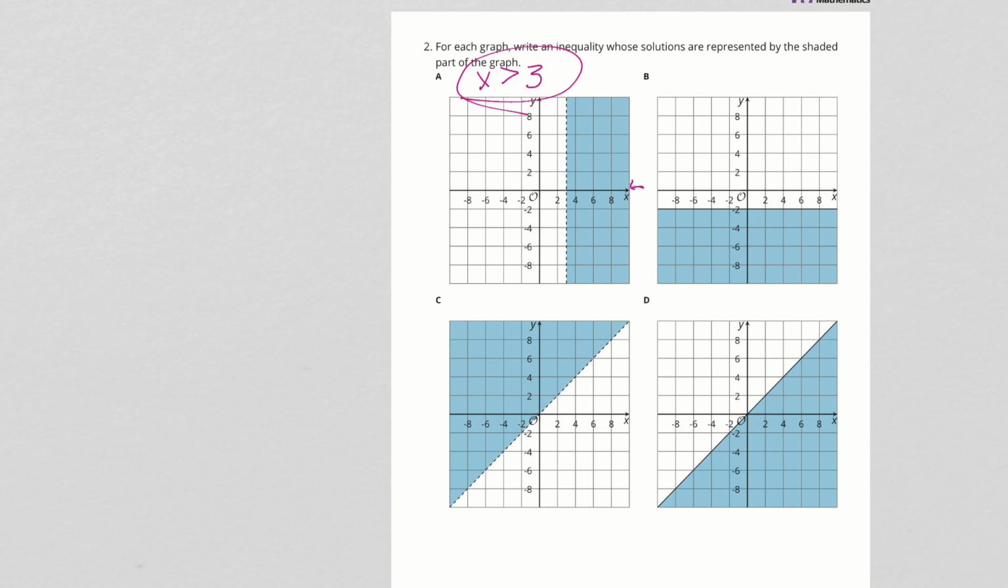There could be other options for this inequality. You could have all kinds of things, but that was just working through what I see right here. So let's look at D.